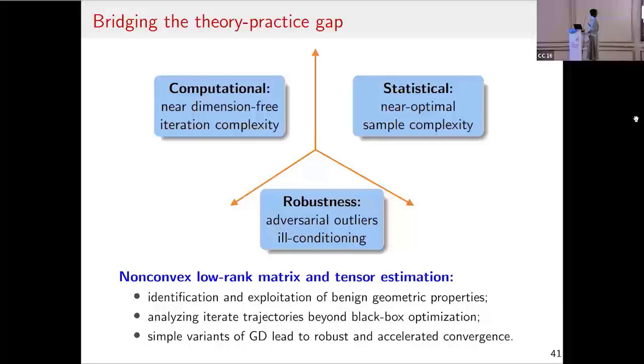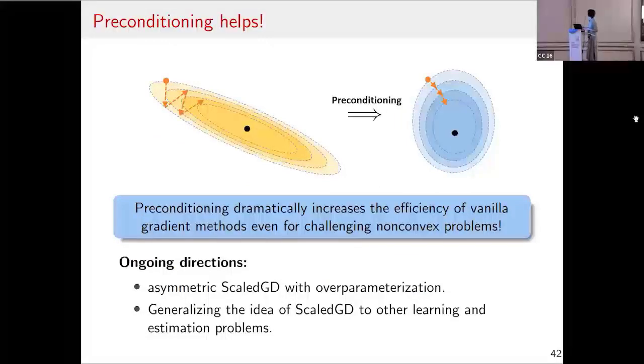And we see that the key idea underneath a lot of the analysis is to exploit the additional problem structure and geometric properties associated with these low-rank estimation problems, and go beyond just analyzing convergence of optimization algorithms using a black-box approach, by carefully addressing how the iterates progress along different iterations. And finally, we see that even very simple variants of gradient descent allow us to achieve much faster and more robust convergence compared to the vanilla version. So this is my slogan: preconditioning helps. You should try to think about how to design preconditioners for your own problem.